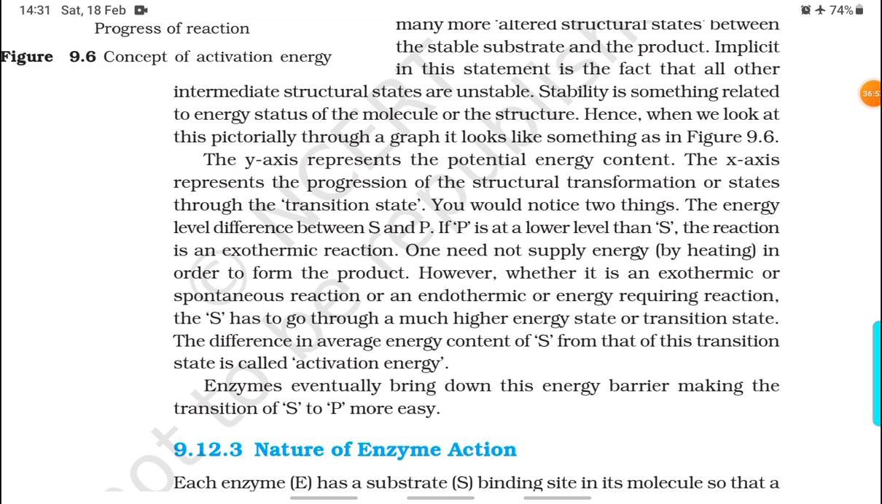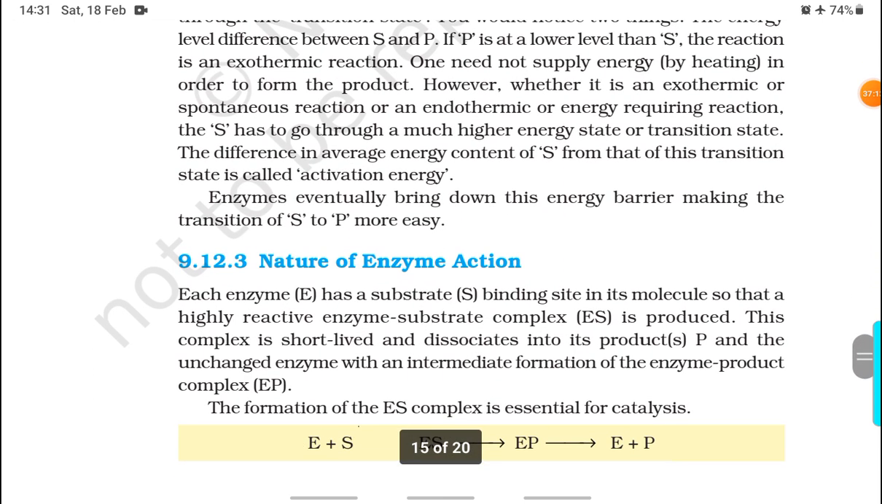However, whether it is an exothermic or spontaneous reaction, or an endothermic or energy-requiring reaction, the substrate has to go through a much higher energy state, the transition state. The difference in average energy content of the substrate from that of the transition state is called activation energy. Enzymes eventually bring down this energy barrier, making the transition of substrate to product easier.